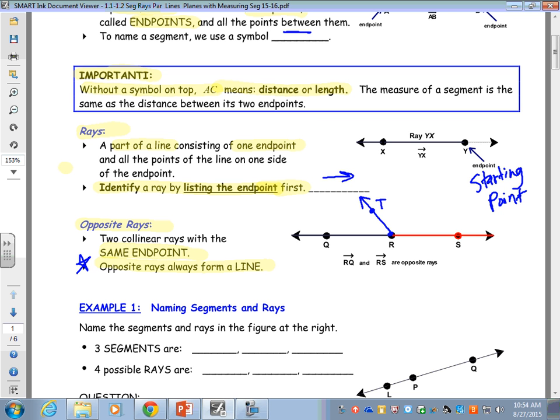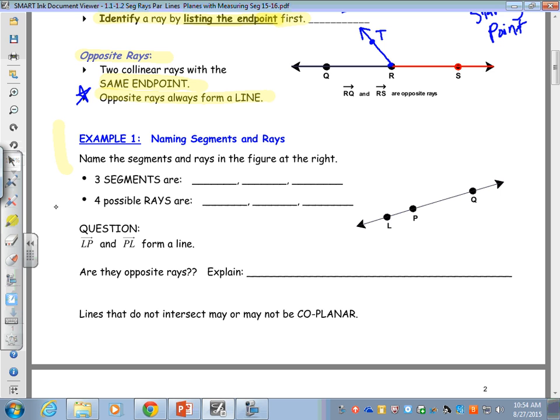Now, let's just take what we did with the video and the symbols. Here's what I'm going to do, and I'm going to come by and just check real quick. Answers can vary because order doesn't matter when you're labeling, okay? And there's more than just 4 possible answers here. So using the figure that's on your notes on the right, can you name 3 segments and 4 possible rays? 3 segments and 4 rays. I'll give you time to do that.